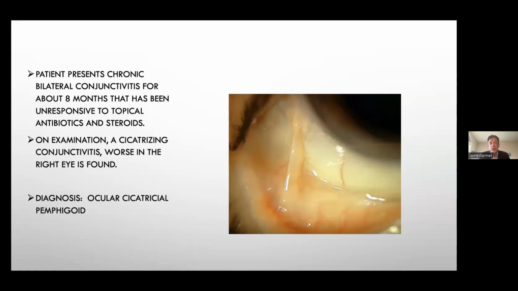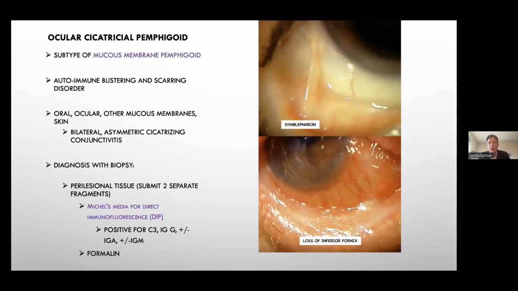On examination, one sees a cicatrizing or scarring conjunctivitis, worse in the right eye. This is a connection by a scar from the tarsal conjunctiva to the bulbar conjunctiva. We call this a symblepharon. And this is very characteristic of the disease ocular cicatricial pemphigoid. It is a subtype of mucous membrane pemphigoid.